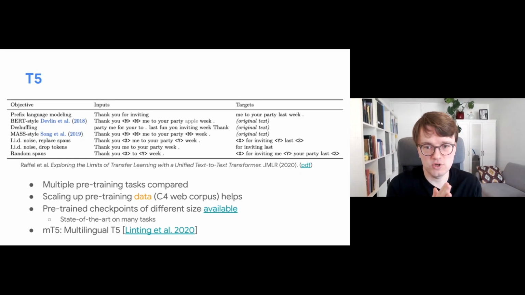And one thing I think which has made this popular is that they release pre-trained checkpoints of different sizes. Usually this pre-training stage is much more expensive than the fine-tuning. But now that you have this pre-trained checkpoint, you only need to do the fine-tuning, which you can do very quickly. And this has yielded many state-of-the-art results on various NLG tasks. There are also some variants of T5, for example, mT5, which is the multilingual version of T5.